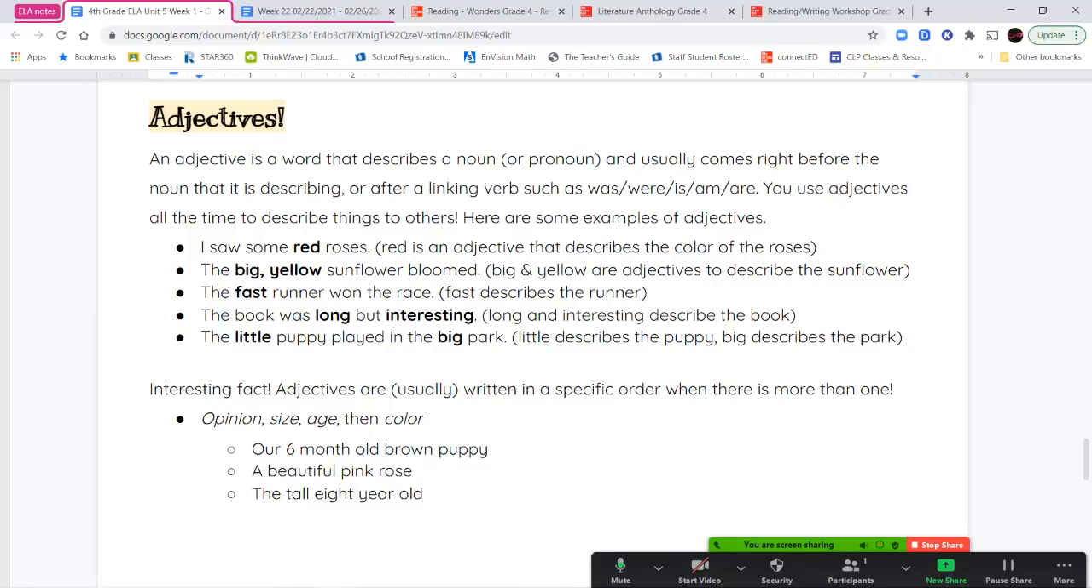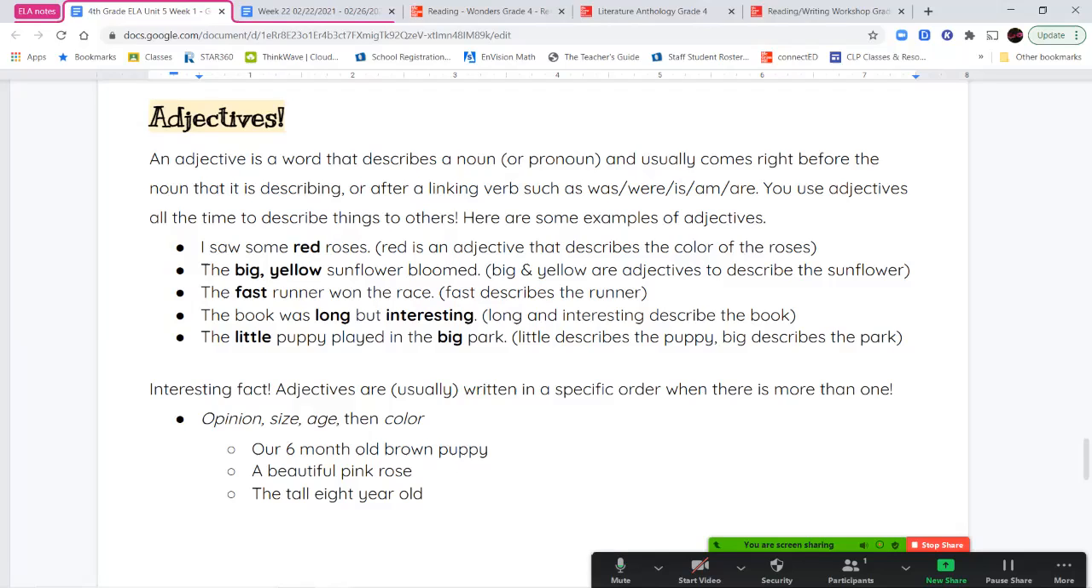If I say the big yellow sunflower bloomed, so big and yellow describe my sunflower. So those are adjectives. The fast runner won the race. So fast is describing my runner. The book was long but interesting. So here we have our linking verb. We have was. So we're describing the book in this one.